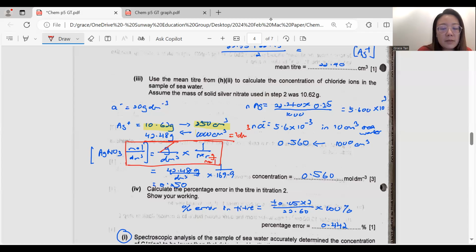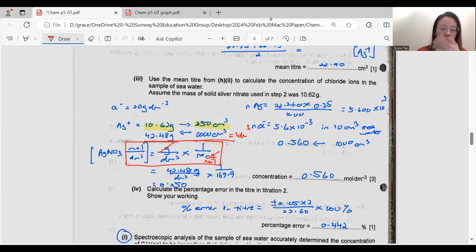So this gram and this gram can cancel. The mole down there, you can bring it up. Therefore, it gives you mole per dm cube on the left-hand side. So concentration in mole per dm cube is defined as gram per dm cube divided by molar mass, which has a unit called gram per mole.